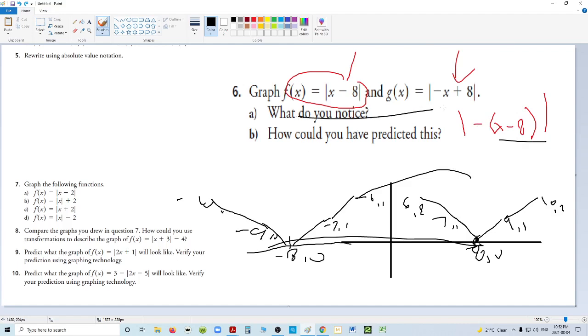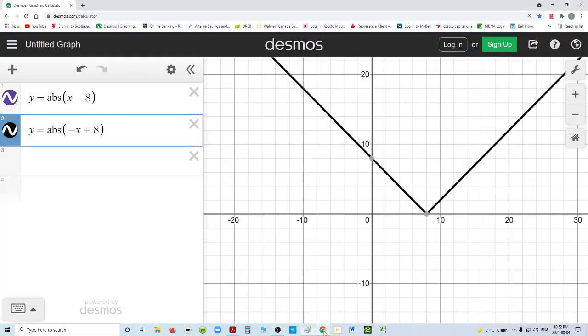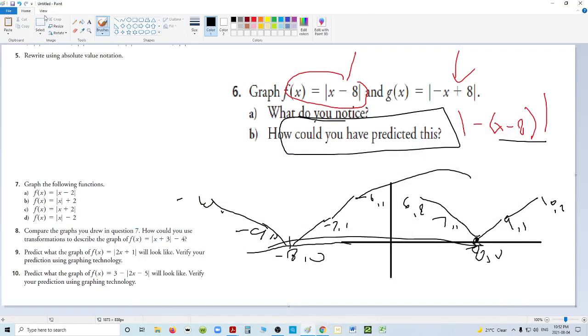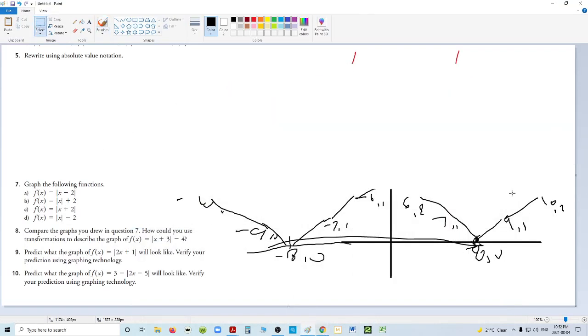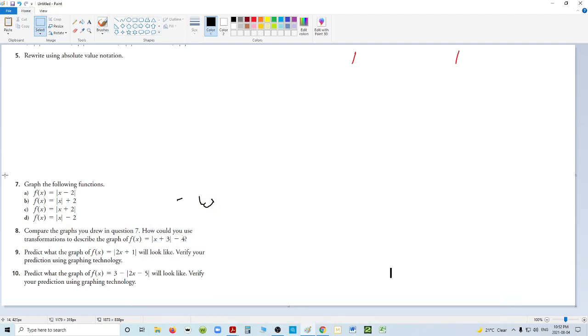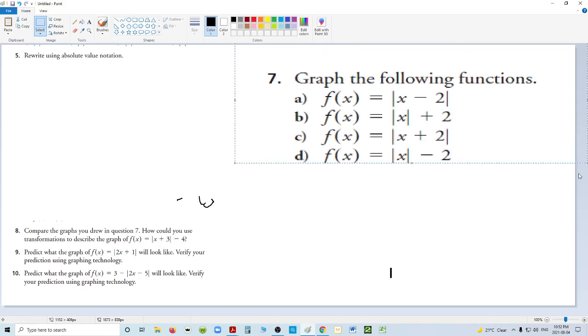How could you have predicted this? Oh, geez, you'd have to have a pretty good understanding of the graph. Even I screwed that up. I was expecting, only because I applied the transformations in the wrong order. If I thought for 2 seconds, I think I could have predicted it properly.